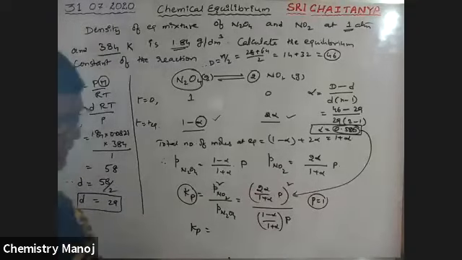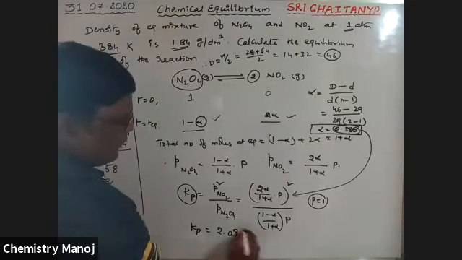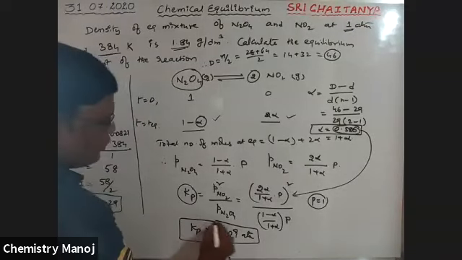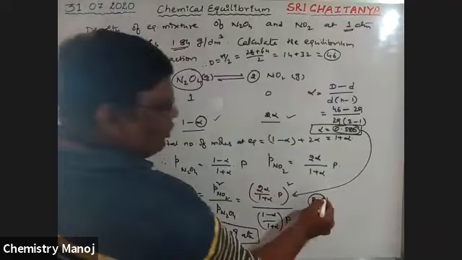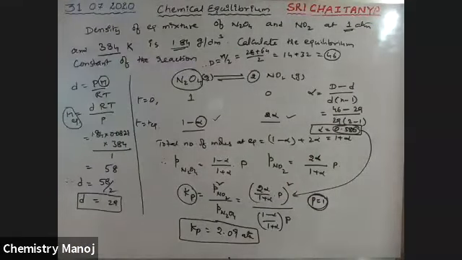So finally, my answer is 2.09 atmosphere. After substituting all those values, P is equal to 1, alpha is equal to this much. That is the value to find out the condition.